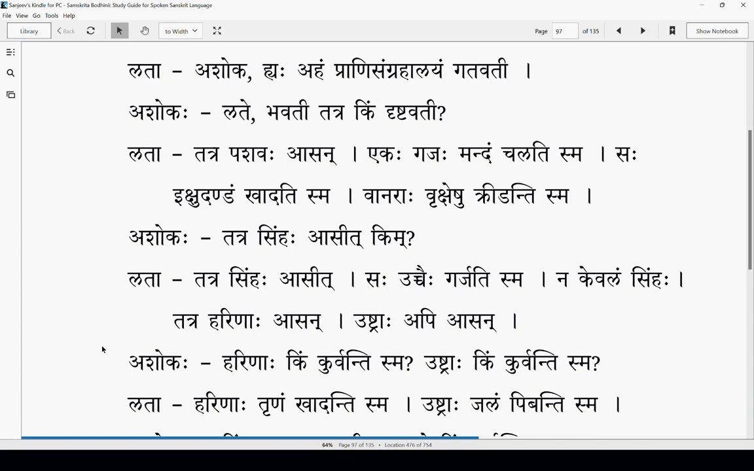So different animals here. Garjati sma. Garjati, you know, means roaring. So it was roaring. Na kevalam simha, not only simha. Harinaha, deer. Ustraha is camel. Okay, awesome. Okay. Next.